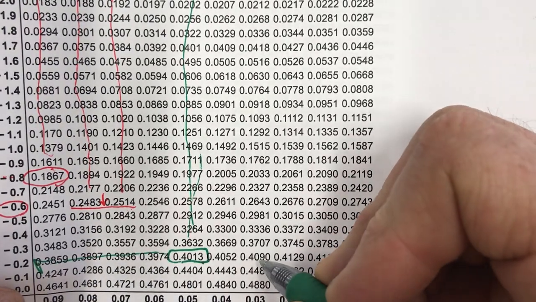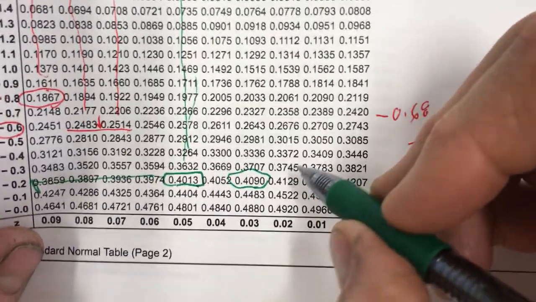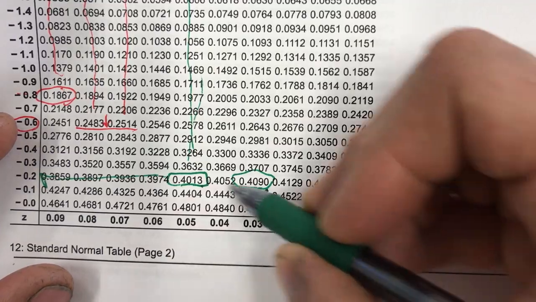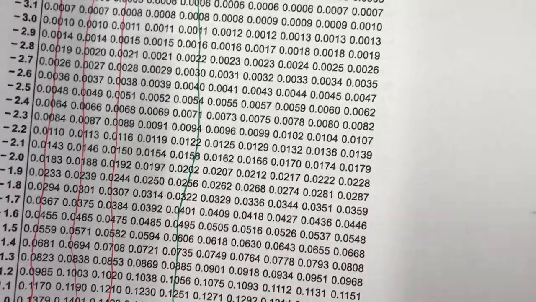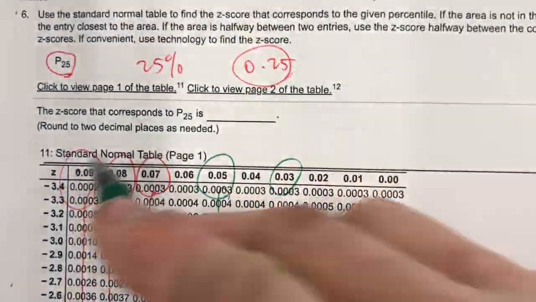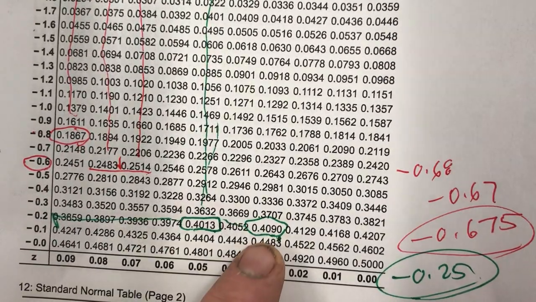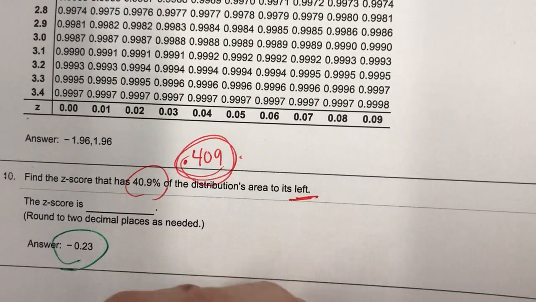Wait a minute. I didn't see here, man. Right here. Here it is right here. 409. Okay, so that's negative 0.23. This one's going backwards, so it kind of confused me. This goes from 9 to 0 instead of from 0 to 9. I'm used to going another way. So anyway, 409 is negative 0.23, which is what the answer is.